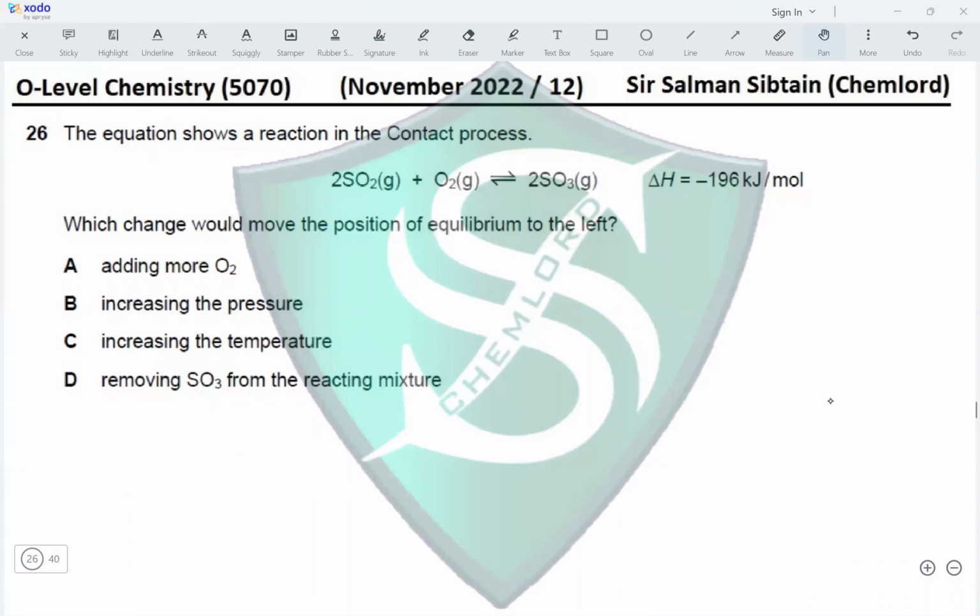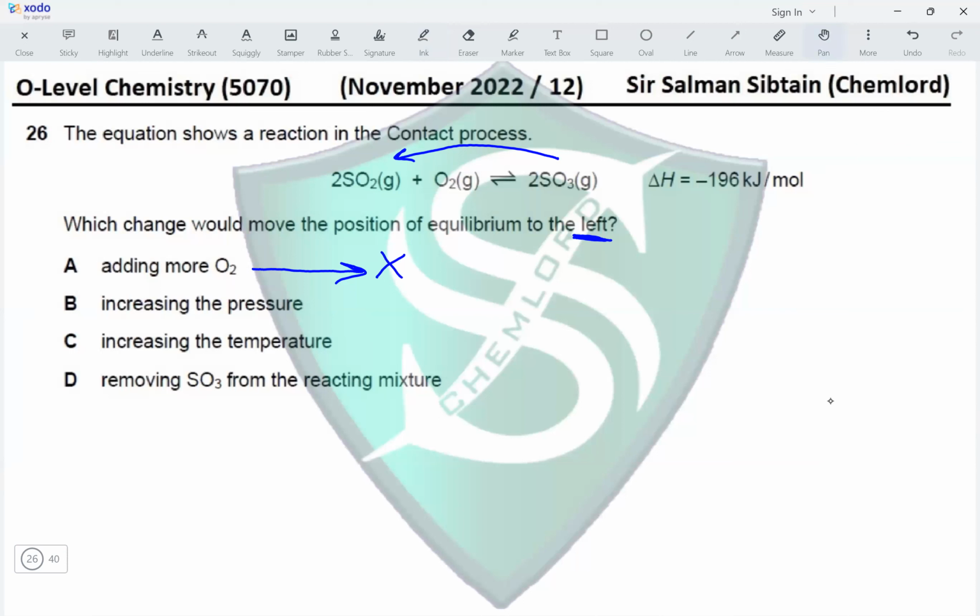Question 26. The equation shows a reaction in the contact process. Which change would move the position of the equilibrium to the left? Backward. It is supposed to move backwards. Adding more O2. If we add more O2, we are increasing the reactants. This would result in the equilibrium shifting towards the right, in the forward direction. They've asked us what will shift it to the left, so this is wrong.